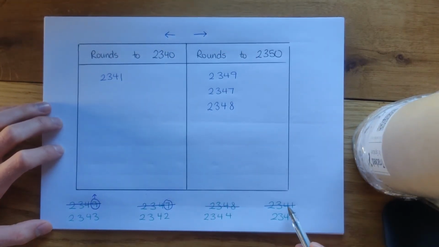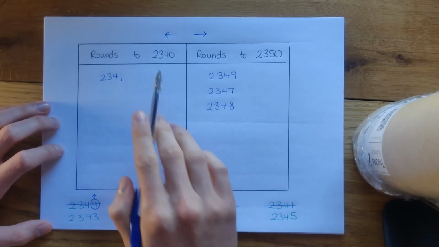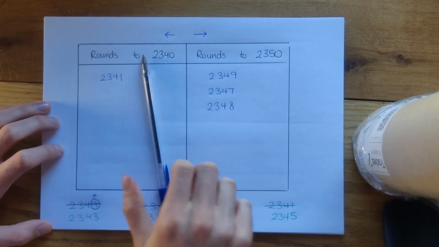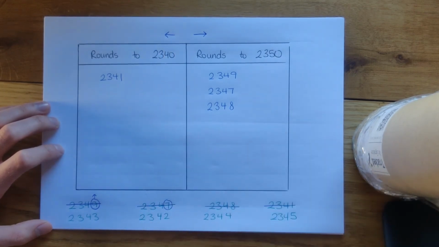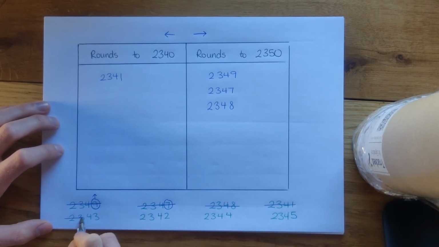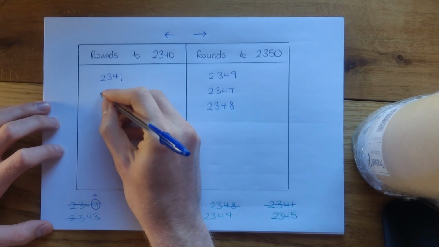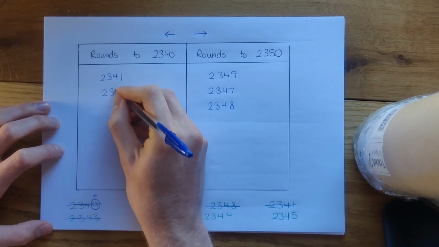and that makes sense if you think about it. 2,341 is much closer to 2,340 than it is to 2,350. It's only 1 away from 2,340, but it's 9 away from 2,350. Okay, we've got 4 more numbers to do. 2,343, that ends in a number less than 5, so we're going to round it down.